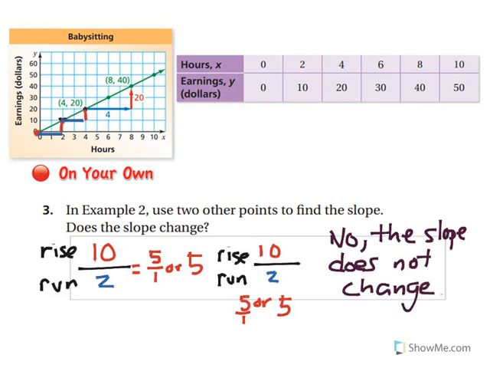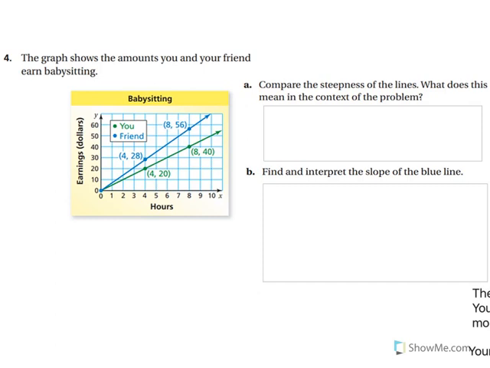Okay, so we're going to move over here. This is our last part of the notes. And it asks us, the graph shows the amounts you and your friend earn babysitting. Now, I understand in your notes, it's in black and white. And in the problems here, it's going to ask you questions about the color. And you have to know which is which. So let's just make sure we understand what we're talking about here.